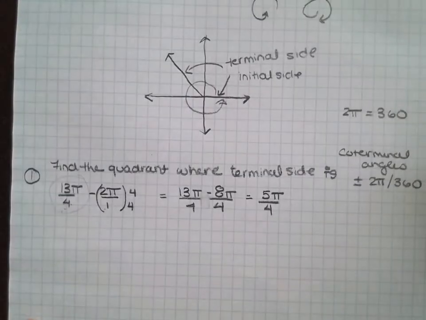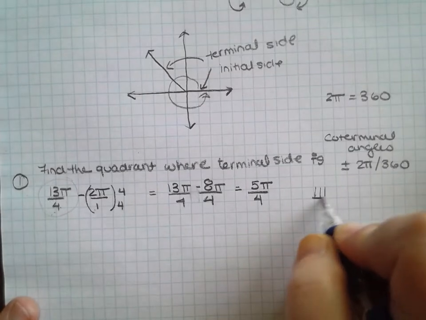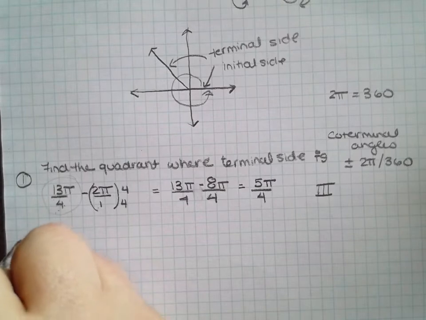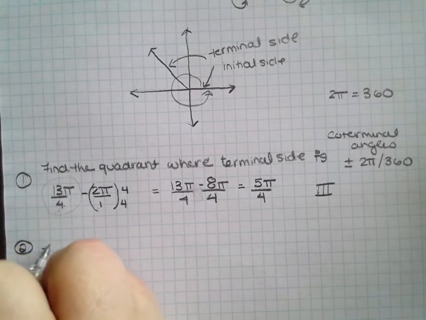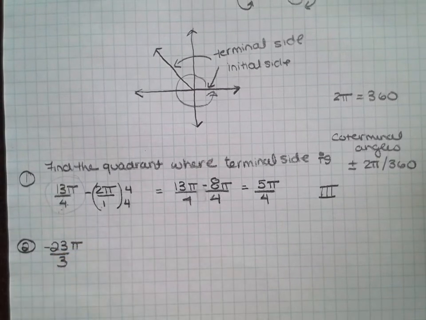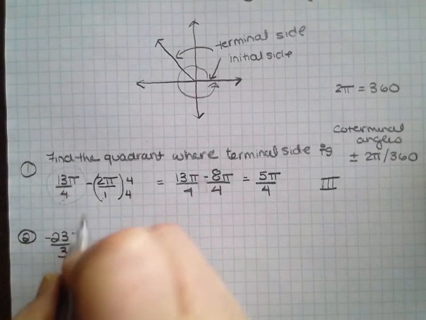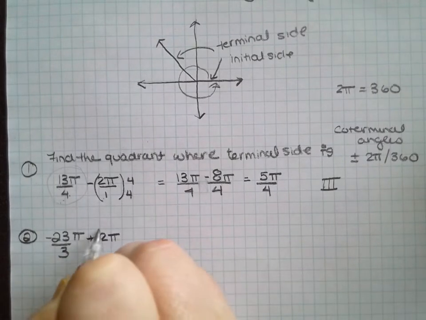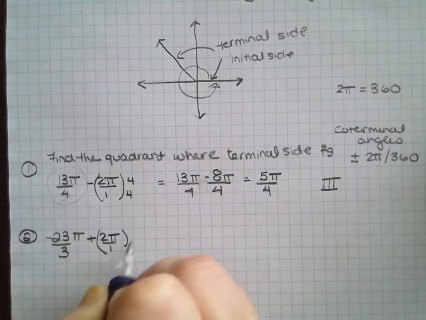Okay, so that's in quadrant 3. All right, so I'm going to go through these step by step so everybody is comfortable and understands this. So number 2, we have negative 23 pi over 3. Well, this is negative and it's well over 2 pi, so I'm going to go ahead and add 2 pi. Once again, I need a common denominator, so I'm going to multiply this by 3 over 3.